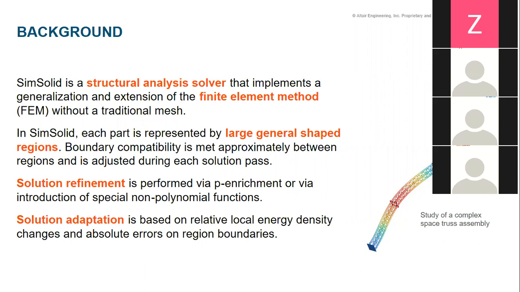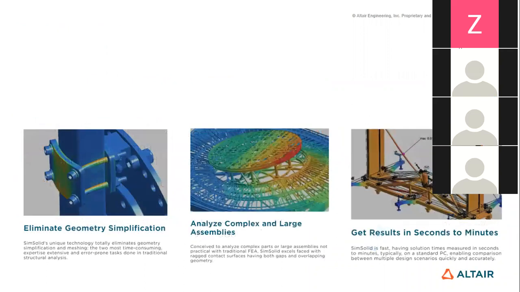Basically it is the extension of the finite element method without a traditional mesh. And some solution refinement is performed via non-polynomial functions, and the solution is adapted based on relative local energy density changes and the absolute error on the region boundaries. So these are some capabilities I have mentioned that eliminate geometry simplification. You don't need to simplify the geometry.